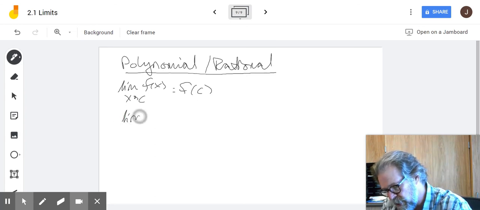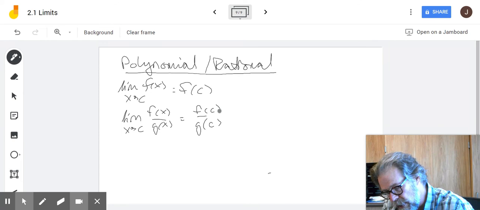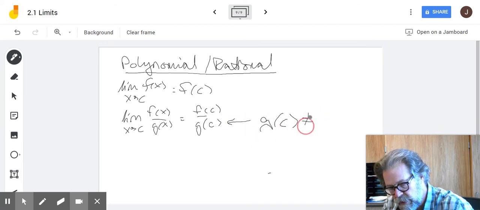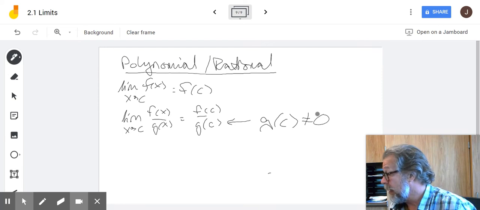For a rational function, the limit of f of x over g of x, as x goes to c, is f of c over g of c, as long as g of c is not 0. That's an important distinction. All right.